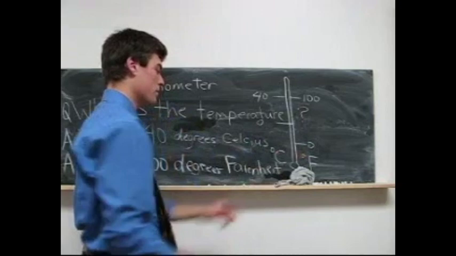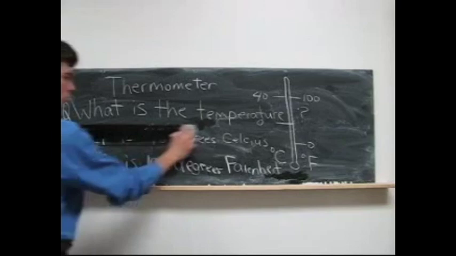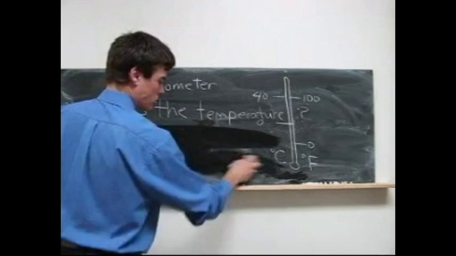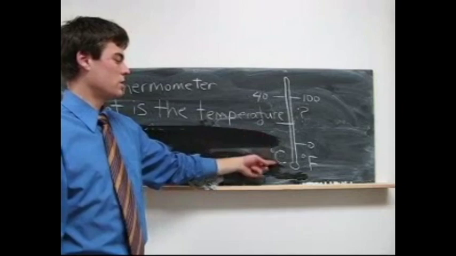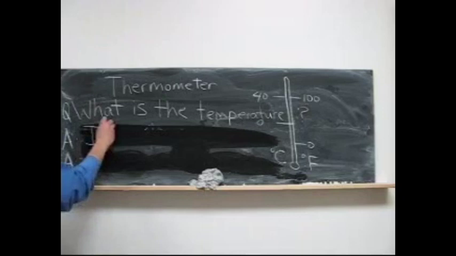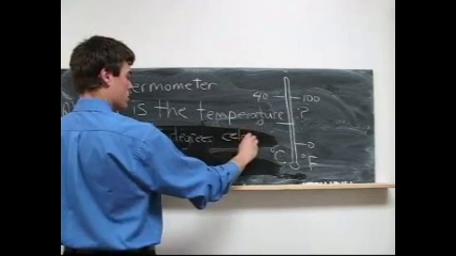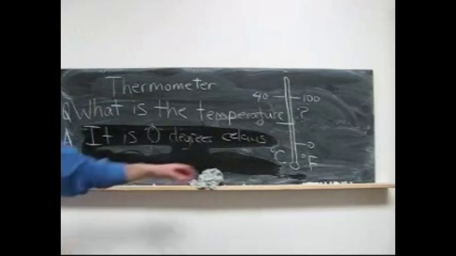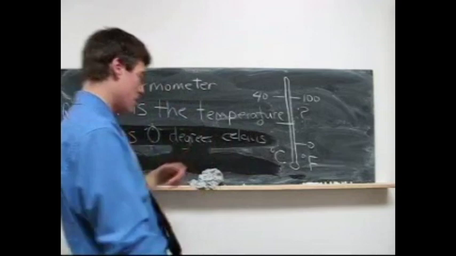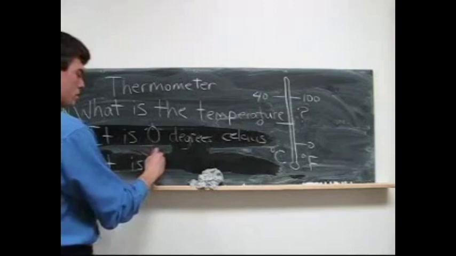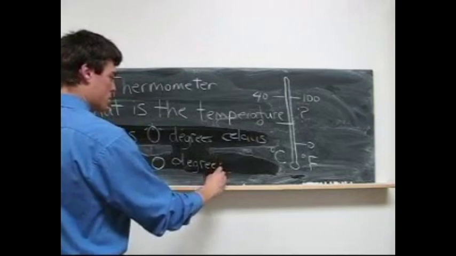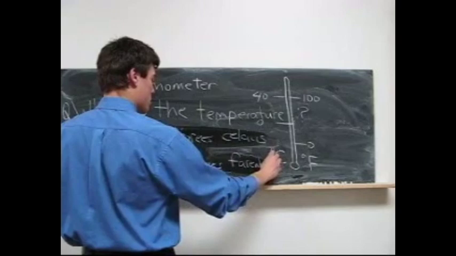Well, we'd say something like this. If it's 0 Celsius, if the temperature is 0 Celsius, then we say it is 0 degrees Celsius. Now, if it is Fahrenheit, 0 degrees Fahrenheit, we say it is 0 degrees Fahrenheit.